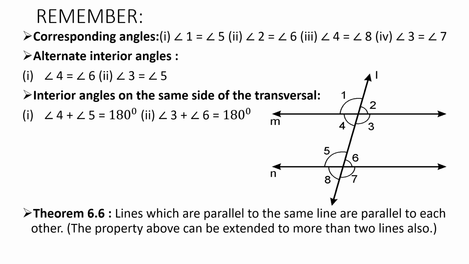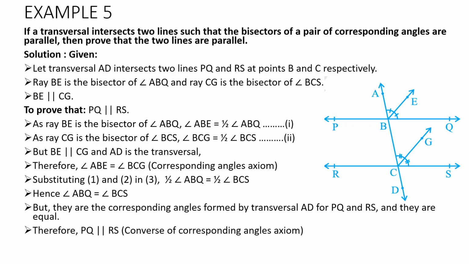Another important theorem: lines which are parallel to the same line are parallel to each other, and this property can be extended to more than two lines also. That means suppose line M is parallel to line P and line N is also parallel to line P, then lines M and N will also be parallel to each other.